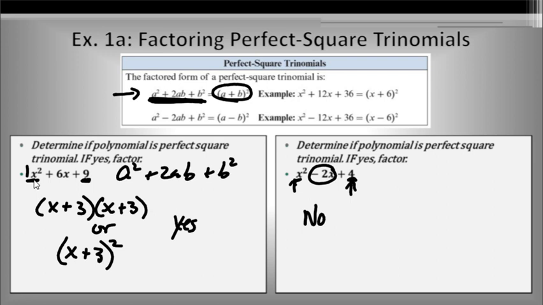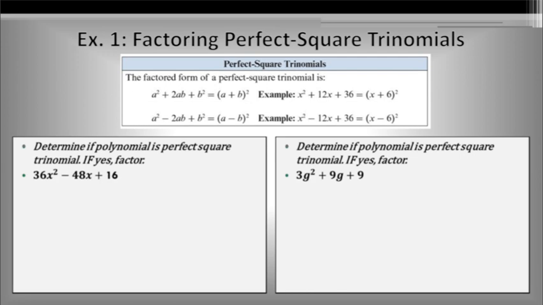We're not able to find two numbers you can multiply to get 4 and add them together to get negative 2. So that is not a perfect square trinomial. Next one, determine if this polynomial is a perfect square. If yes, then factor. Well, I know the square root of 36x squared is 6x. The square root of 16 is 4.